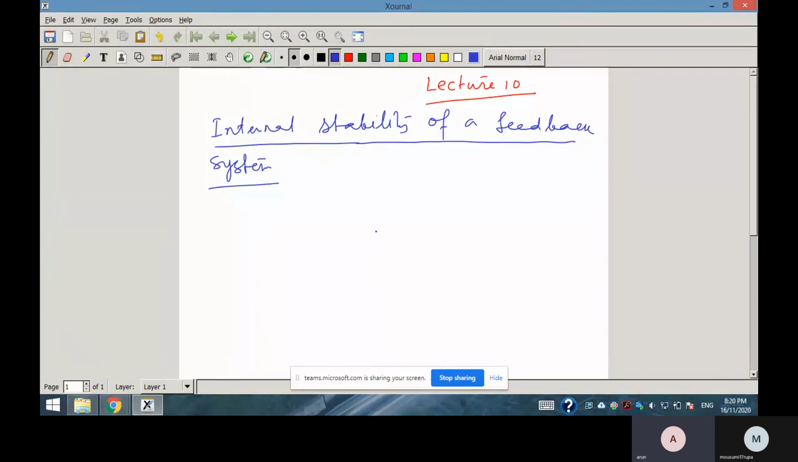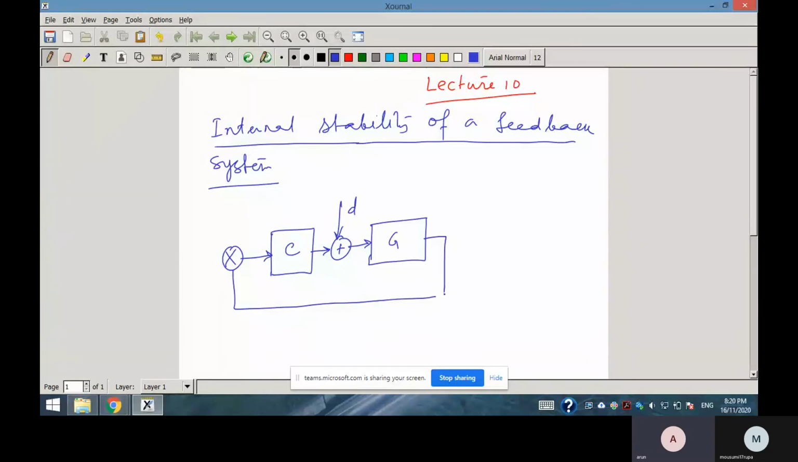Suppose this is a configuration, with the plant G. Suppose this disturbance is entering, an input disturbance, and this is your controller. This is your output. This is your reference input. This is your control input.